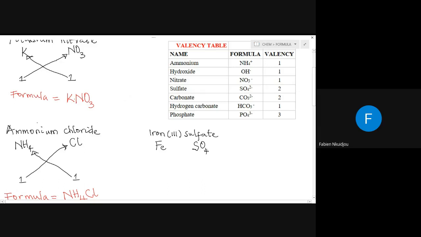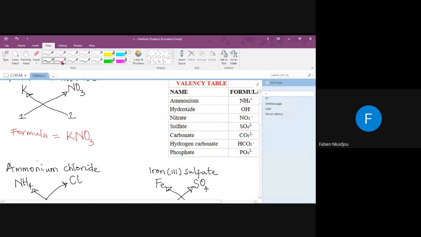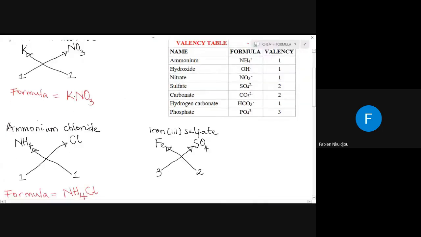So now we know the valency for iron has been given. So it is 3. And for the sulfate, the valency is 2, right? Now, is it possible to simplify? Nope, it isn't. So we're going to simply interchange the valencies. That is it. We interchange. So what is therefore the formula of iron 3 sulfate? So the formula is Fe2.